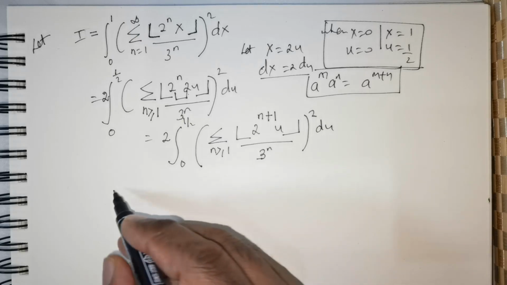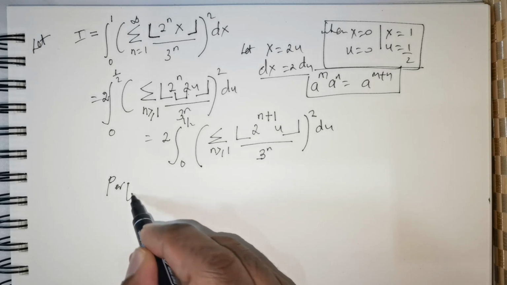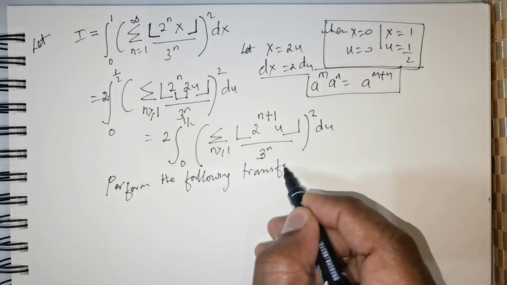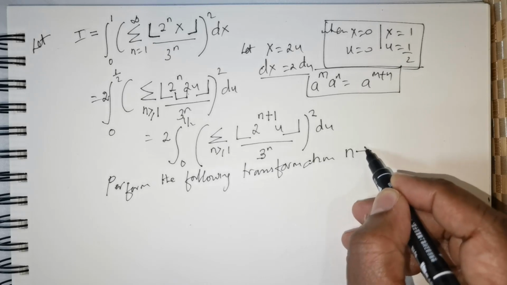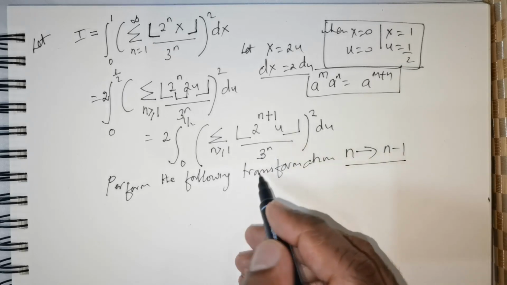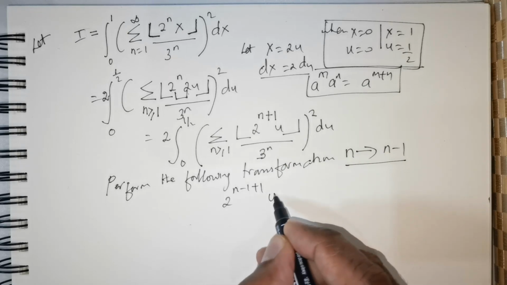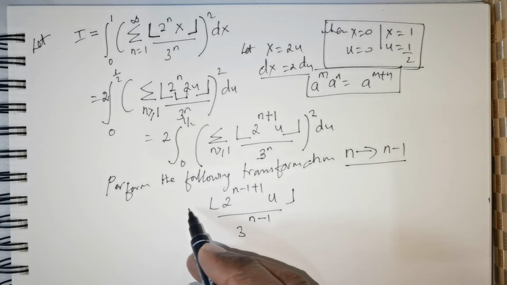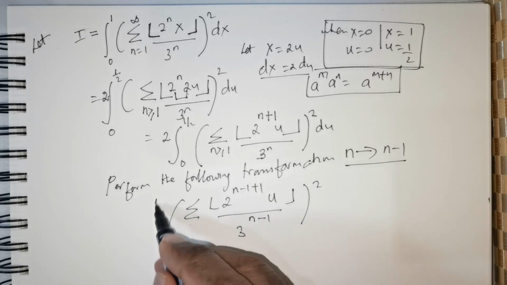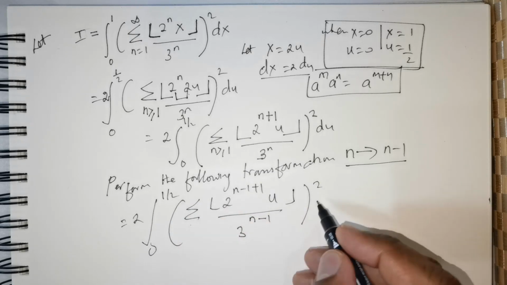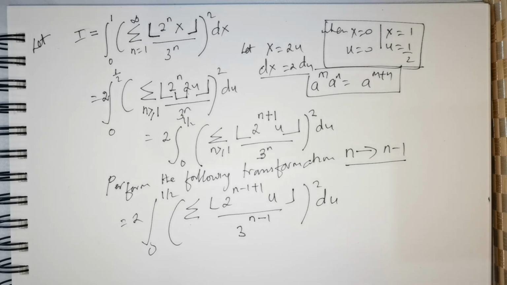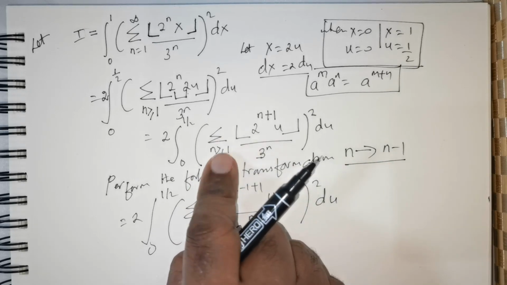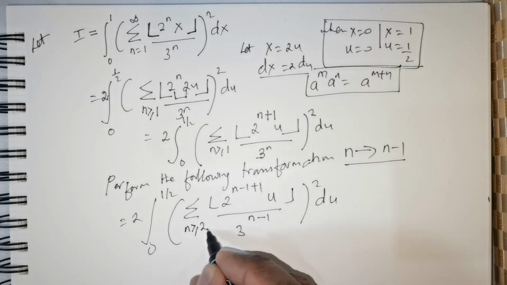Now I would like to perform the following transformation. I'm going to push n to n minus 1. That means this is going to be 2 raised to the power of n minus 1 plus 1 times u divided by 3 raised to the power of n minus 1. You've got a floor here, place the floor, followed by sigma, and then this raised to the power of 2 with the integral going from 0 to 1 over 2, multiplied with du. Now, this was n greater than or equal to 1. Because of the transformation we have performed, the index variable will change, so this is going to be n greater than or equal to 2.